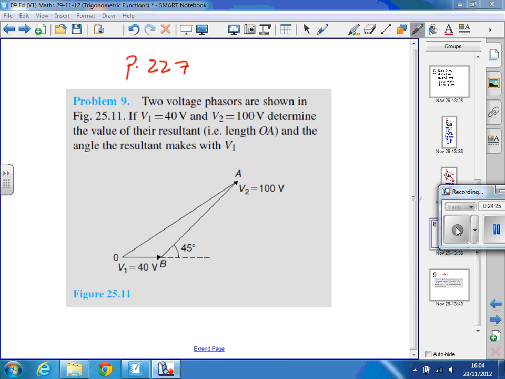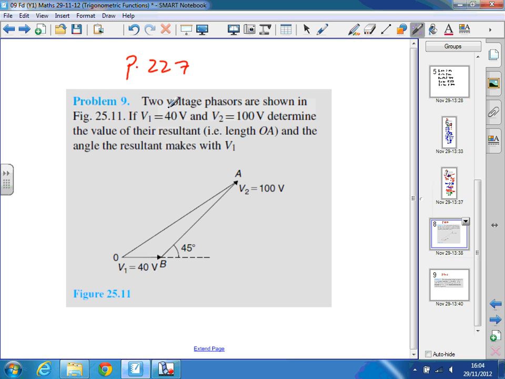The next example I want to look at is on page 227, work problem 9. Let's have a look at it. Again, I've tried to pick one that you might come across. We've got two vectors again, rather. This time the vectors are voltage phasors, so they represent voltages, and voltages can be in and out of phase. So we can talk about a voltage V1, which is our reference voltage, and then a voltage V2, which is at an angle of 45 degrees to that.